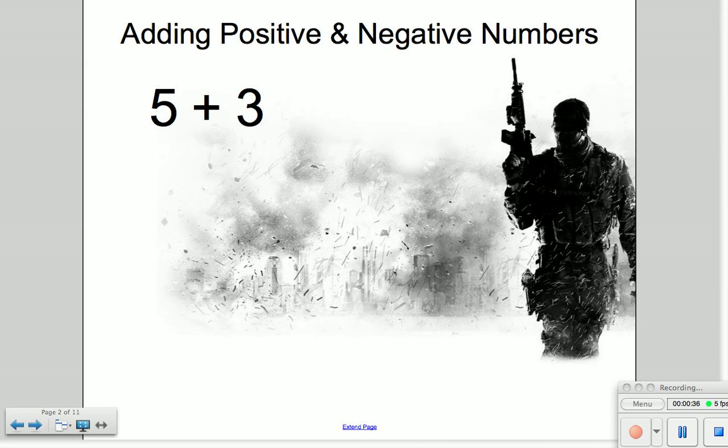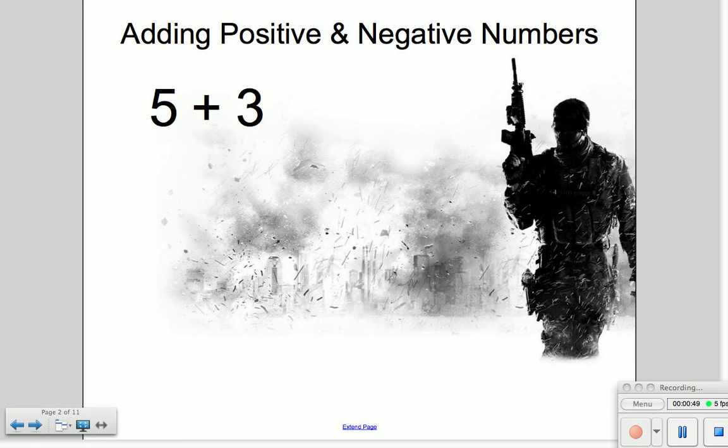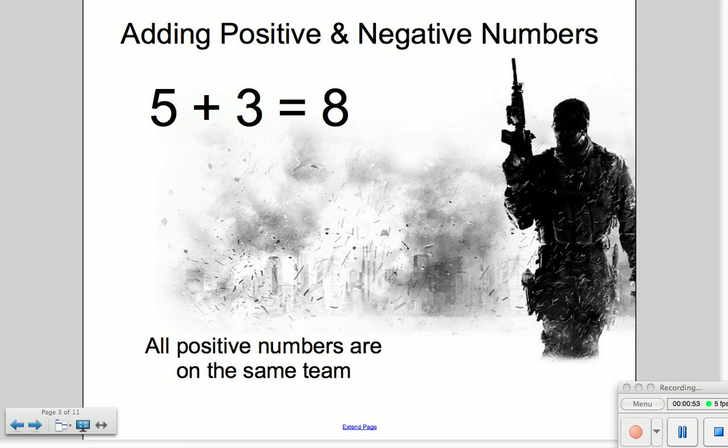All right, when you add positive 5 and positive 3, you're talking about 5 soldiers from the positive team, and then you add 3 soldiers from the positive team. So what happens when you have 5 soldiers from the positive team and they join together with 3 soldiers from the same team, the positive team? You end up with a grand total of 8 soldiers.